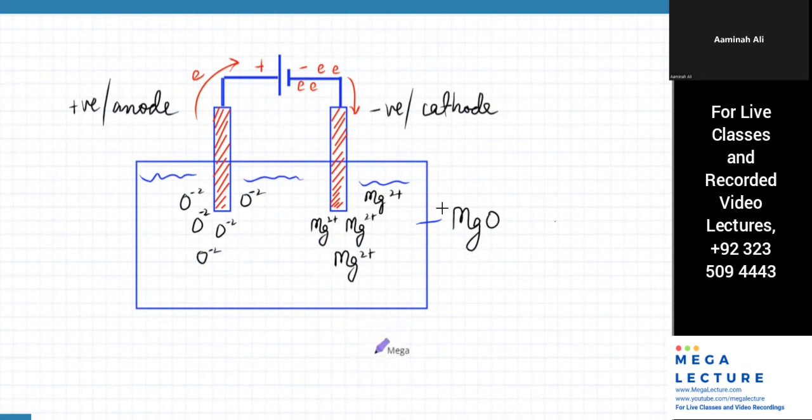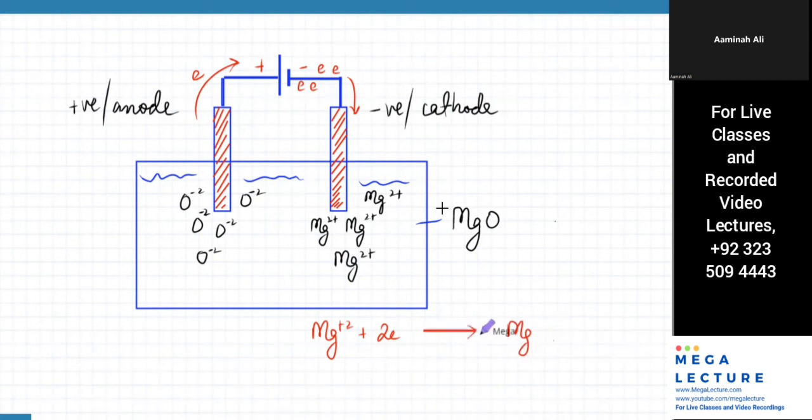What will happen to Mg? It'll gain 2 electrons. Mg is plus 2, so it needs 2 electrons, and the battery is providing it with electrons. So it's going to gain those 2 electrons, right? And it will turn into Mg. So Mg metal would be produced at the cathode. That's the reaction over here.